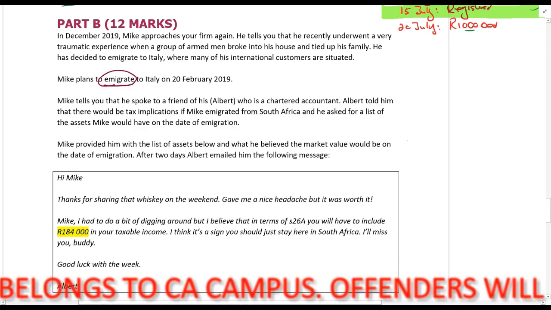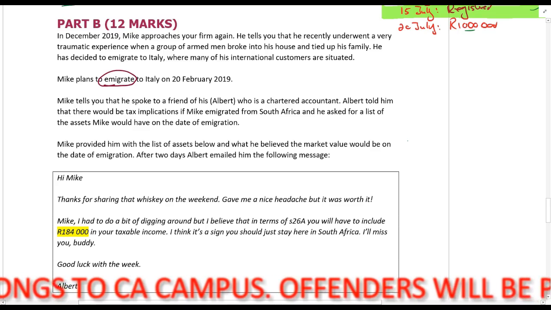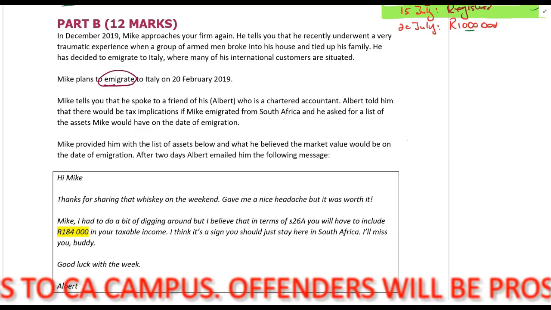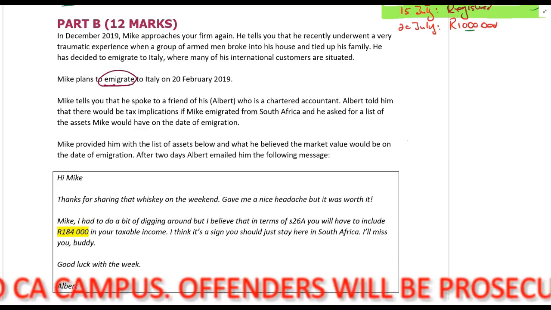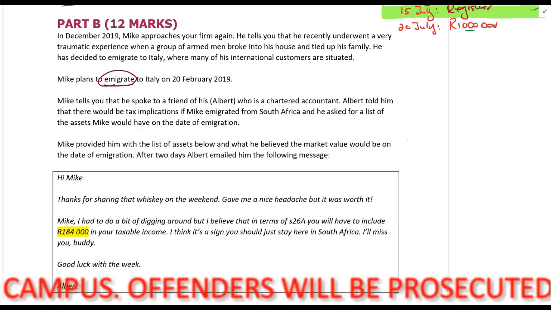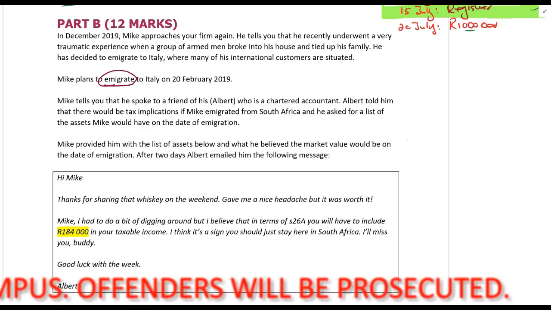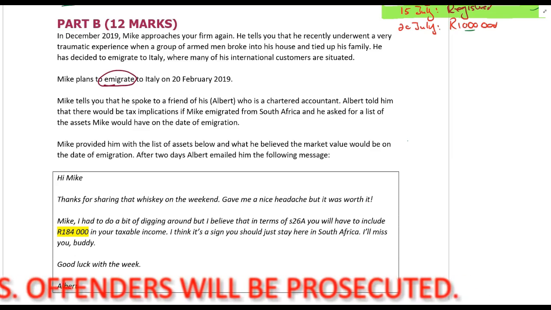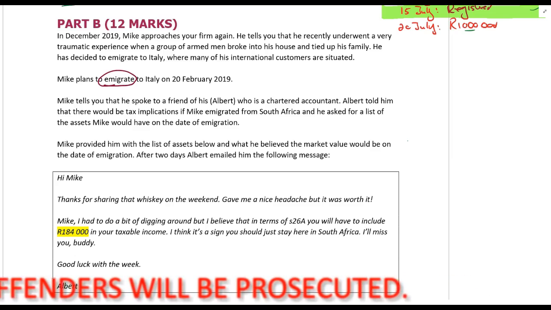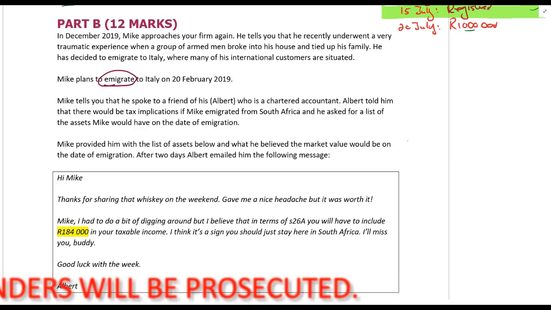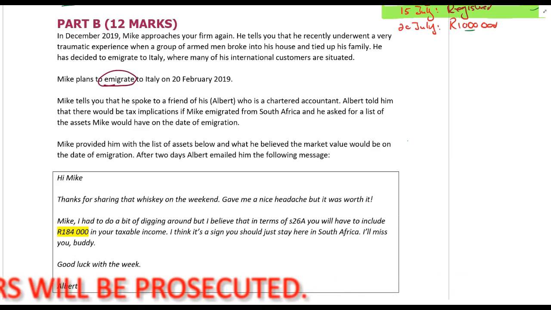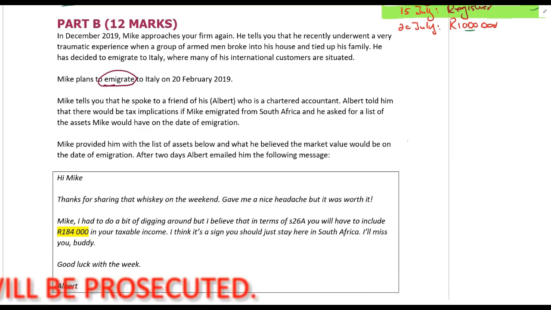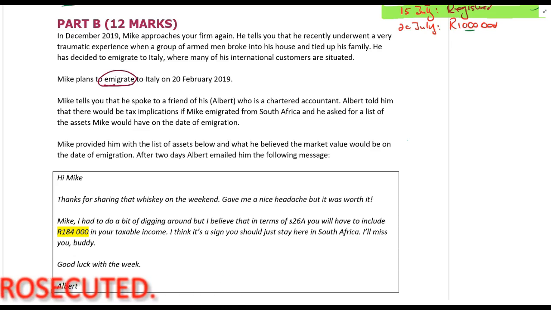Mike tells you that he spoke to a friend of his, Albert, who is a chartered accountant. Albert told him that there would be tax implications if Mike immigrated from South Africa, and he asked for a list of the assets Mike would have on the date of immigration. Hopefully, as you're reading this, you already went and understood why Albert is doing this. Mike provided him with a list of assets below and what he believed the market value would be on the date of immigration. After 2 days, Albert emailed him the following message.